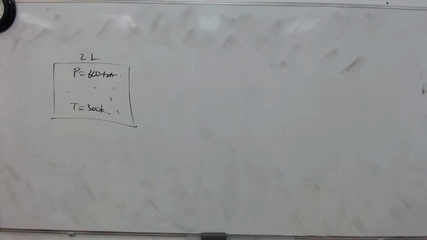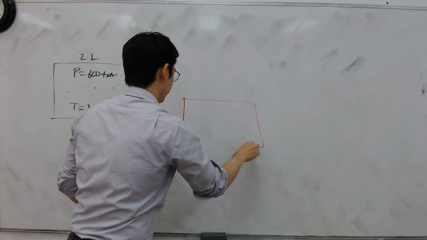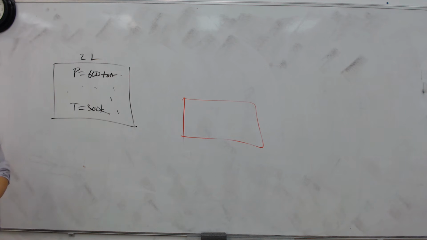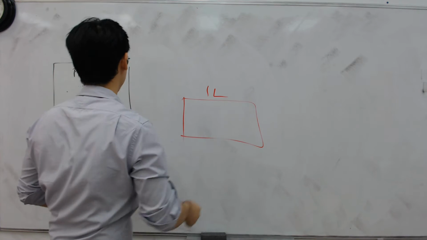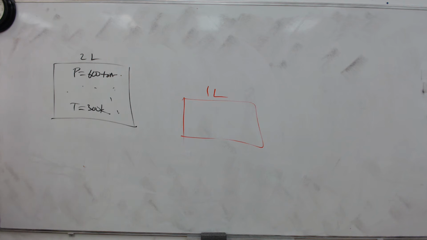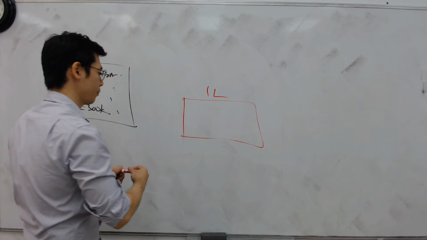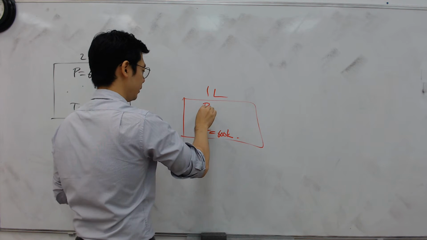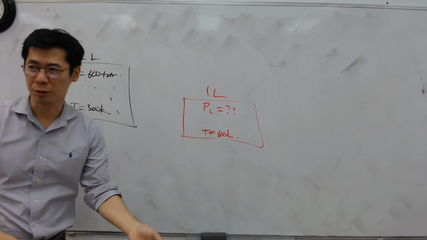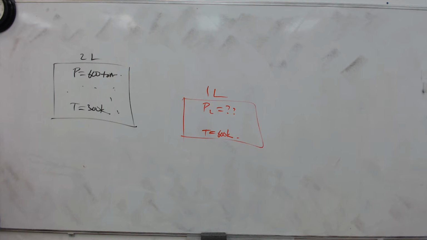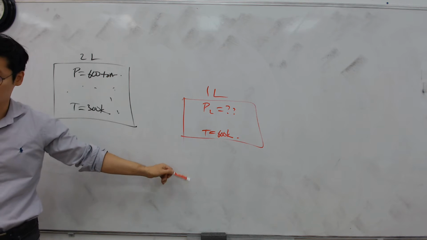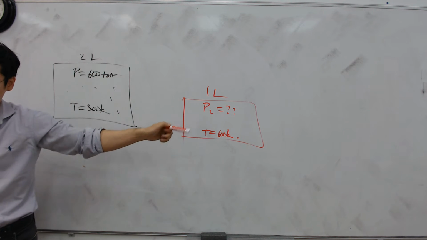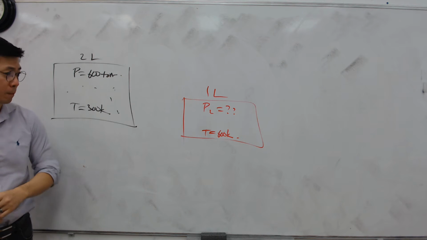So you have a 2-liter container, you have a gas in here, 600 torr as a pressure, at 300 Kelvin. And they'll ask you, okay, they are going to reduce the volume to 1 liter. The volume went from 2 to 1 liter, and then the temperature has gone up to 600 Kelvin. They can ask you, what's the new pressure? The volume has gone down from 2 to 1, temperature has gone up from 300 to 600 Kelvin. They're going to ask what happened to the pressure of the gas? That's a very simple question you've probably seen before.